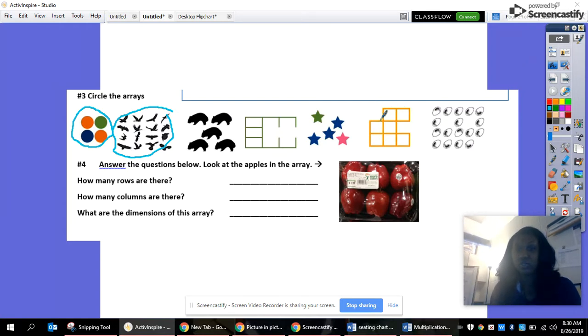This row has 2. This row has 2. This row has 3. This is not an array. We see items missing here, so we know that this is not an array. These were our only 2 arrays.